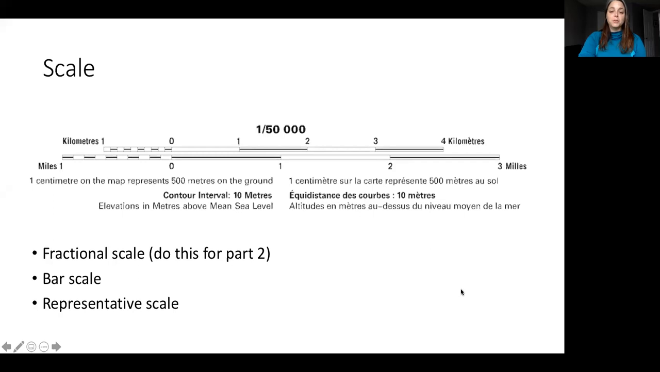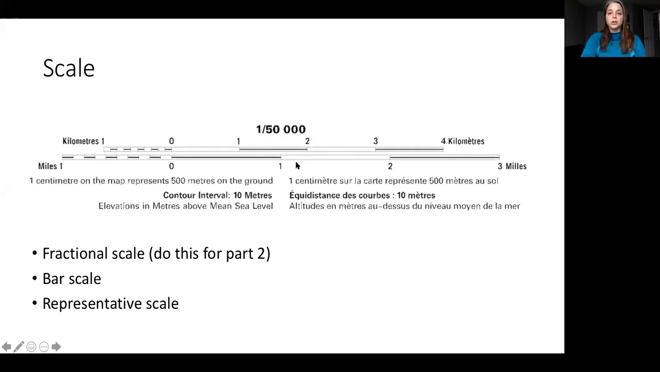All right, so at the very bottom border of the map, you'll find all the information about scale, and you'll see something that looks like this. So there'll be this 1 to 50,000. That's our fractional scale, and that's what I'm looking for you to represent for part 2. We also have 2 bar scales, kilometers and miles, as well as a representative scale, that's 1 centimeter on the map represents 500 meters on the ground. And again, information about the contour intervals, that kind of piece.